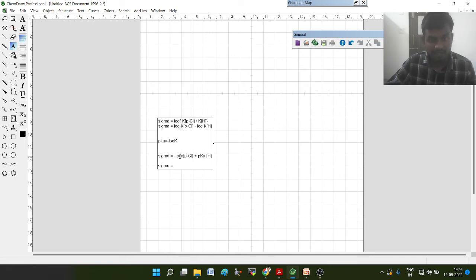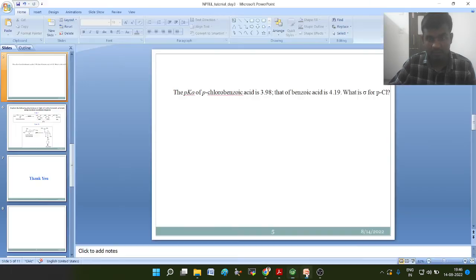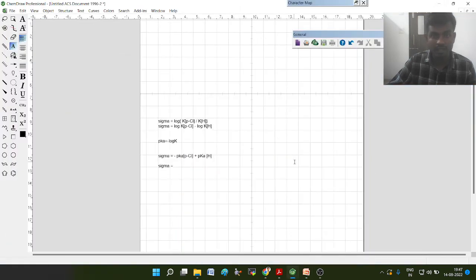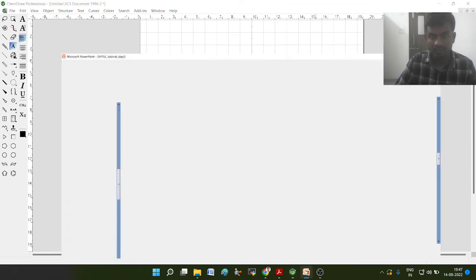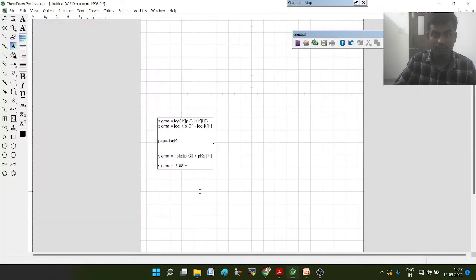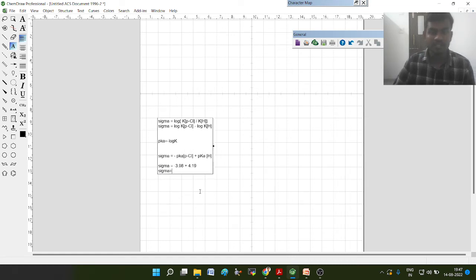now these values are given. Parachloro part, if I show the slides, 3.98, and then 4.19. So I have minus 3.98 and then plus, I forgot it, 4.19. So that's how you just solve it and you get the sigma value. Please do it on your own, or you can follow the books. There are two or three more questions on this kind of problem. So I hope this question is clear to you.